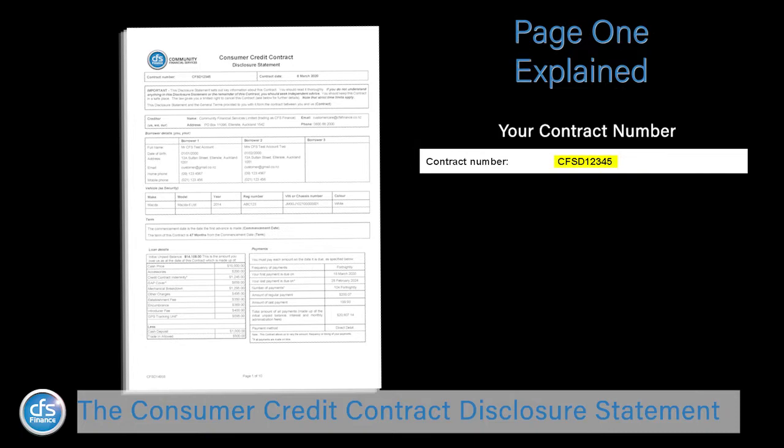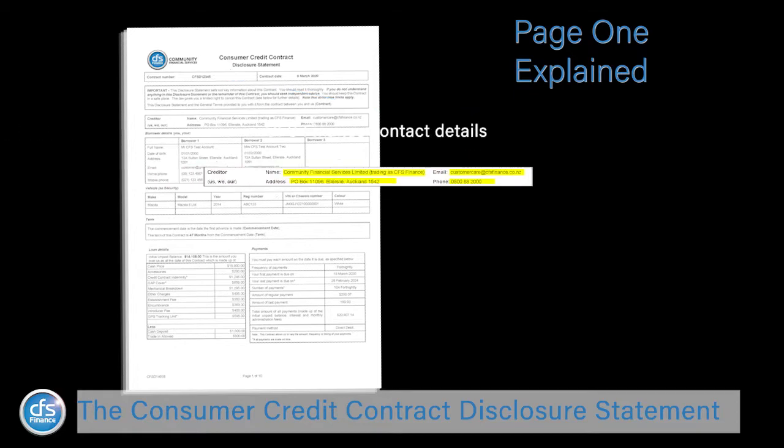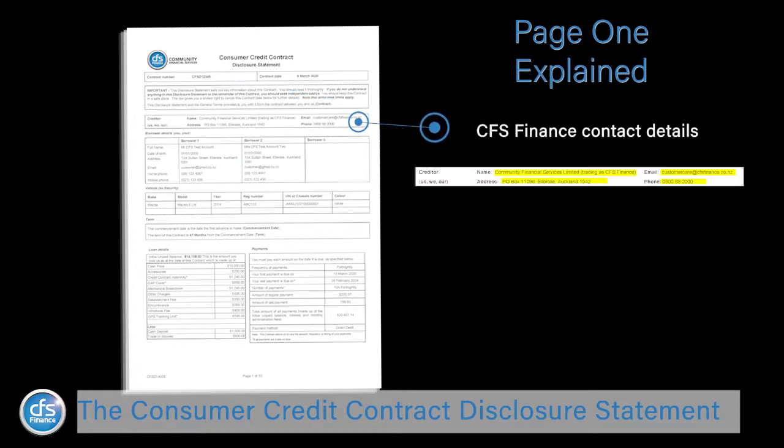Now let's take a few minutes and run through the key details of your consumer credit contract and disclosure statement. At the top of page 1, you will find the contract number and the date of the contract. The contract number is your unique number which can be referred to in any communications with Community Financial Services. This is Community Financial Services' full name and contact details, their phone number plus postal and email addresses.